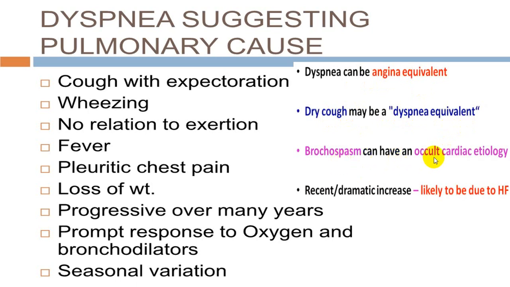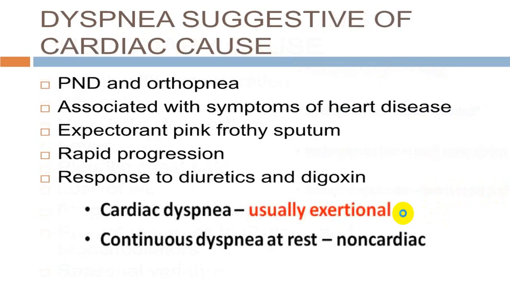Bronchospasm can have an occult cardiac etiology. Recent disease or dramatic disease can mimic heart failure, so you should keep this in mind. While in cardiac, the classical symptoms which they will come to you with will be PND, orthopnea. Very frequently, the person will have symptoms pertaining to heart disease like chest pain, which we call ischemic chest pain. The person will have a history of hypertension, prior history of infarct.